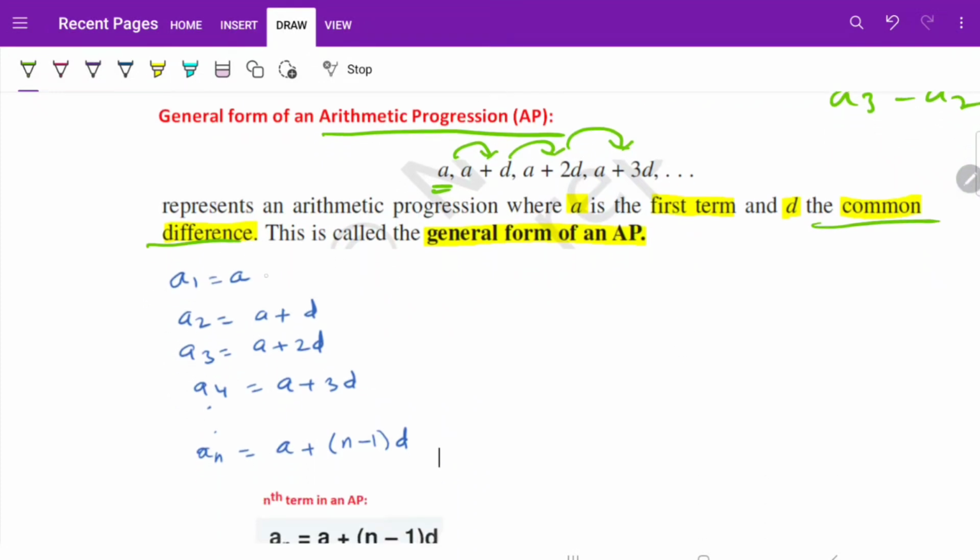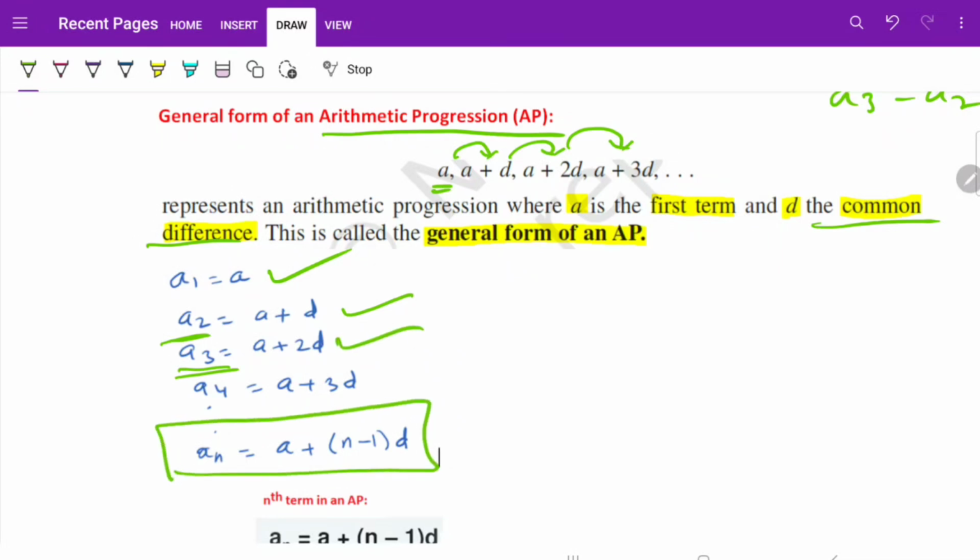So A1 is equal to A, that is the first term, A2 is A plus D, A3 is A plus 2D and so on. What about the nth term? The nth term AN is equal to A plus (N minus 1) into D. If you see the fourth term, we are writing it as A plus 3D, which is 1 less here.